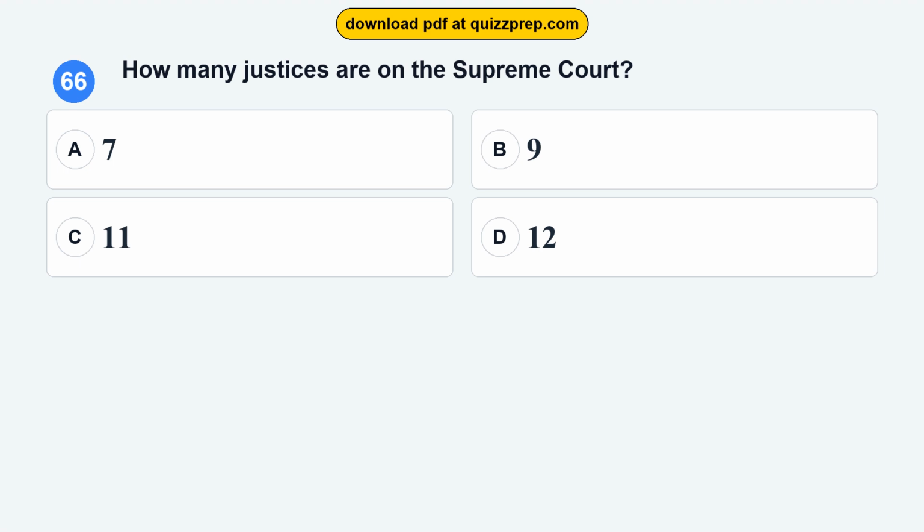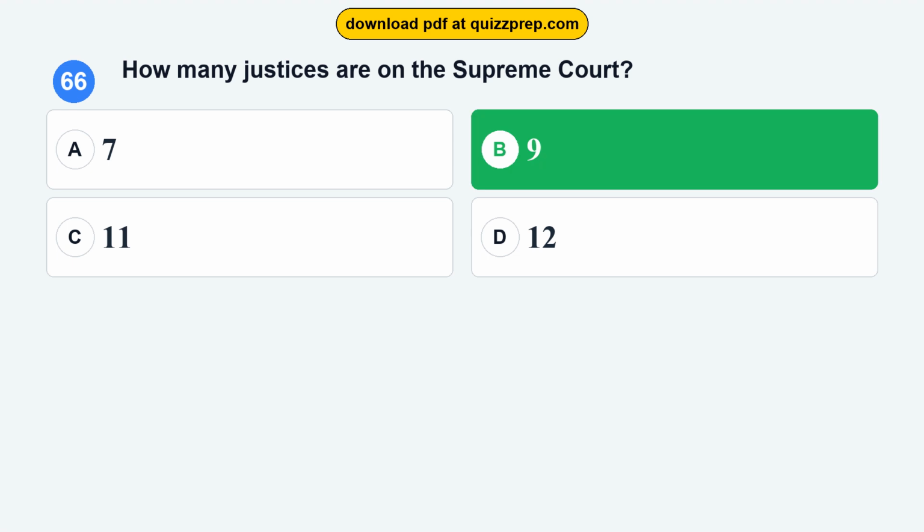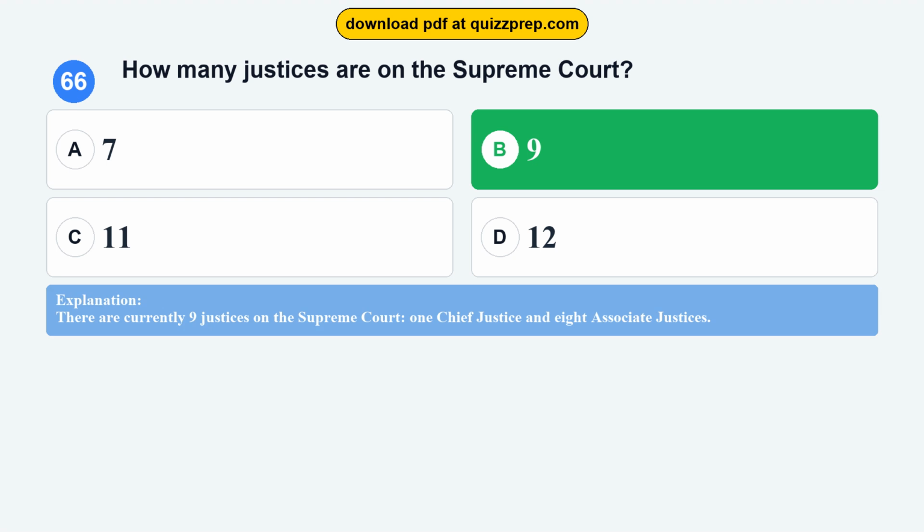Question 66. How many justices are on the Supreme Court? Option A, 7. Option B, 9. Option C, 11. Option D, 12. The correct answer is option B, 9. There are currently 9 justices on the Supreme Court, 1 Chief Justice and 8 Associate Justices.